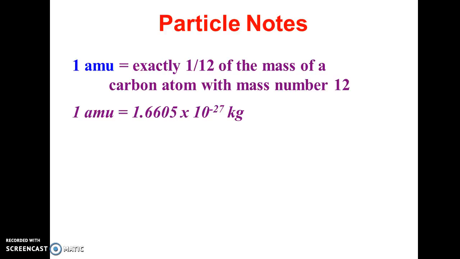Now if you want to convert AMUs into kilograms, and we never will, but if you wanted to, you could see that it's a really tiny number. So protons and electrons and neutrons are teeny tiny. Out of those three, the electron would be the smallest of the three.